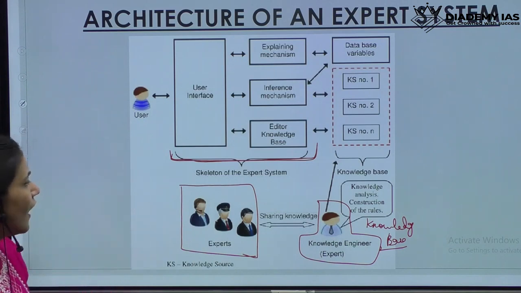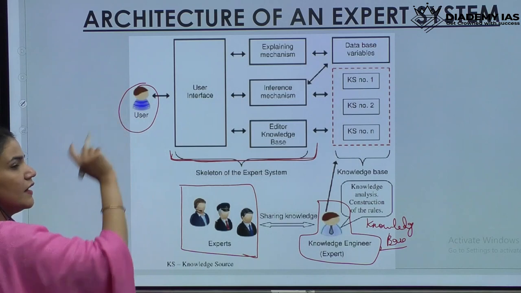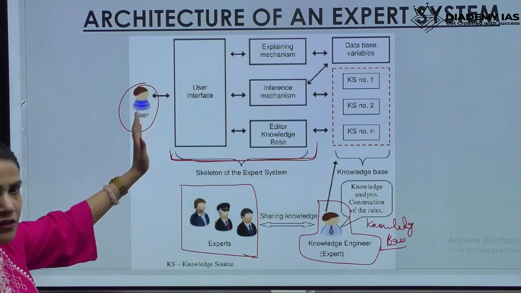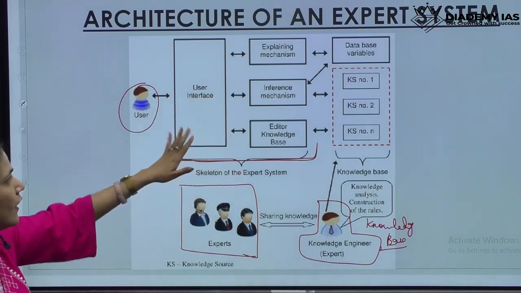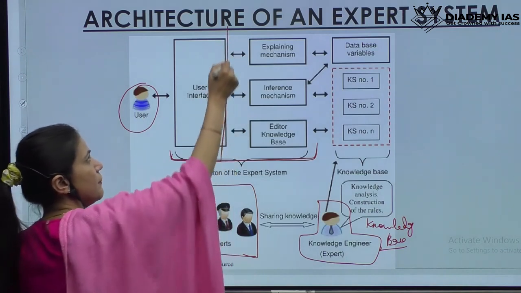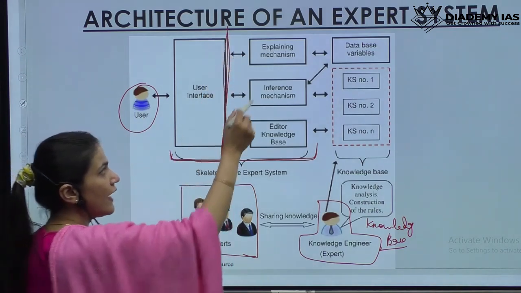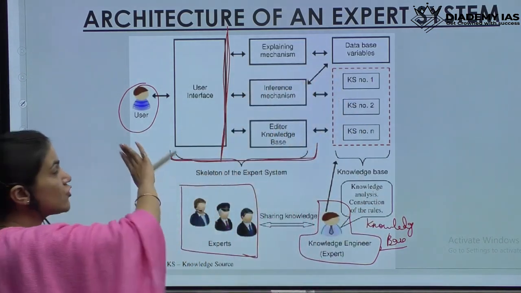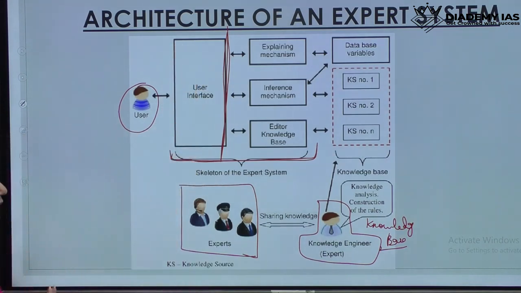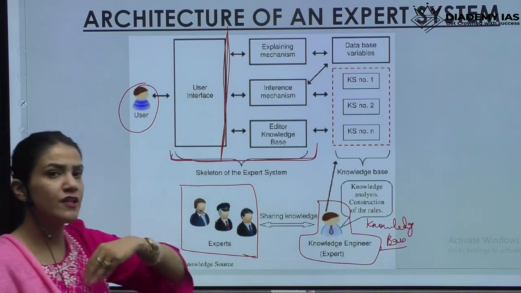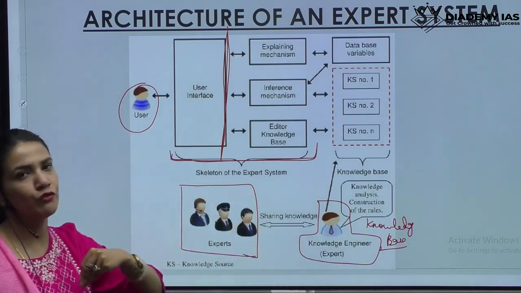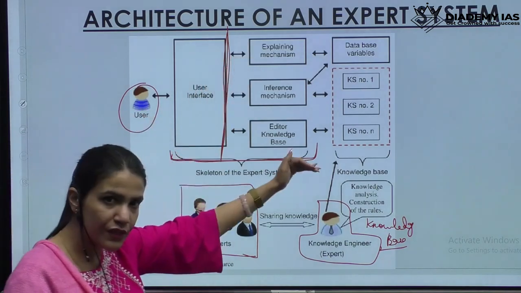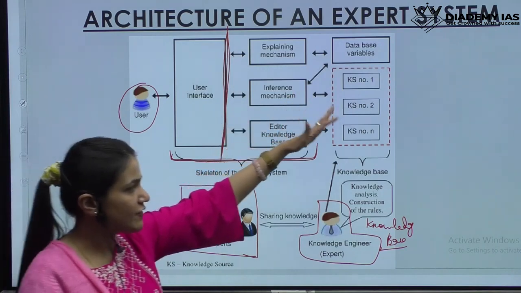Now, when the user raises a query or seeks advice, the first thing he or she encounters is the user interface. For the user, the expert system is just this much. Always remember, the user does not have an idea that at the back end all these stakeholders are functioning. He just knows this is the user interface. This is the place where he raises a query, and the place where he fetches the answer. That's about it. At the back end, the user interface goes to the different components of the entire expert system, which we have already discussed.